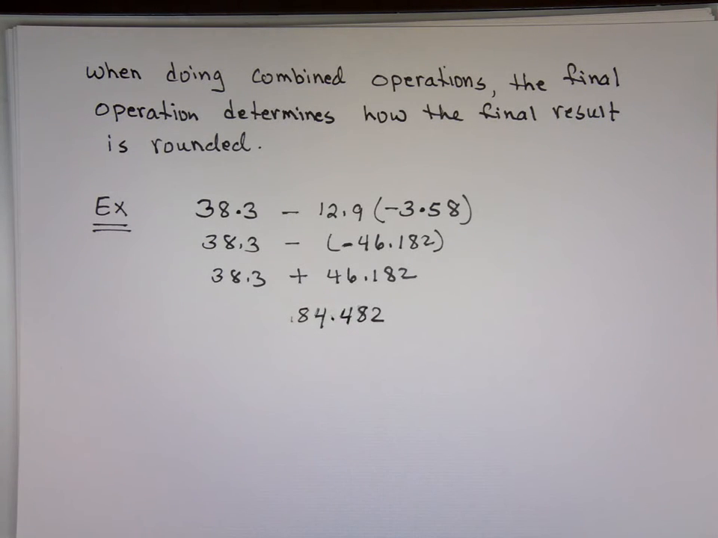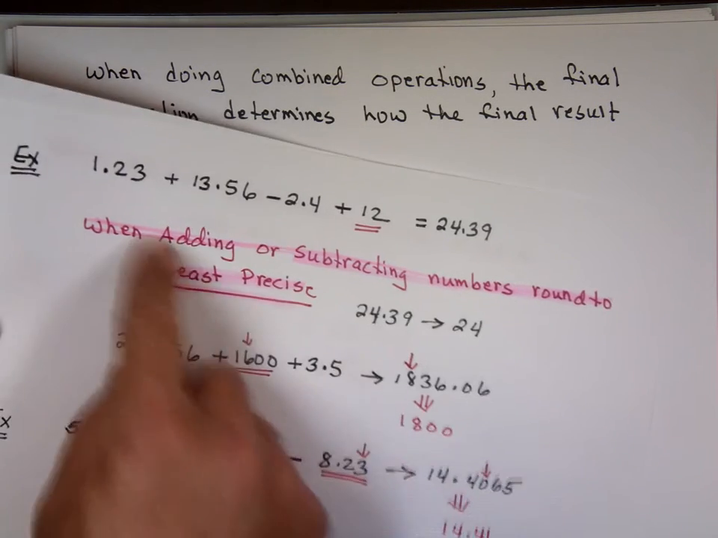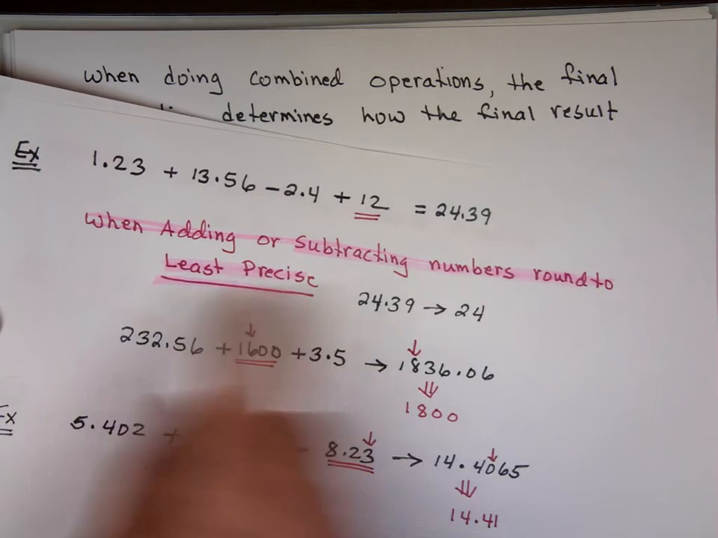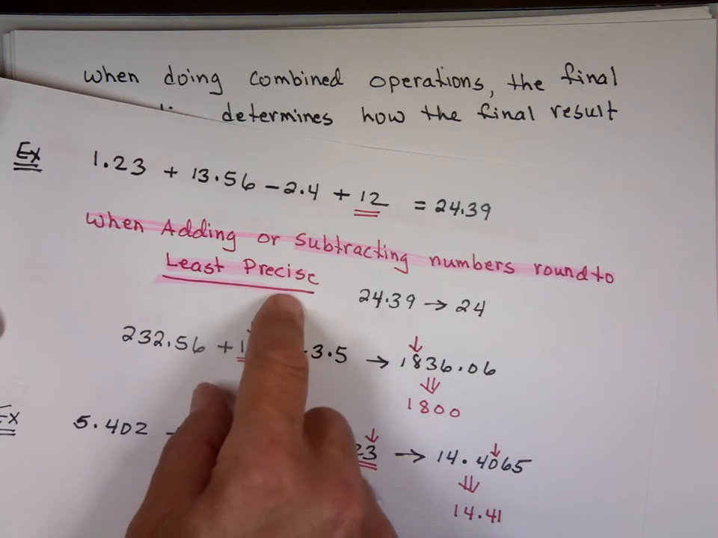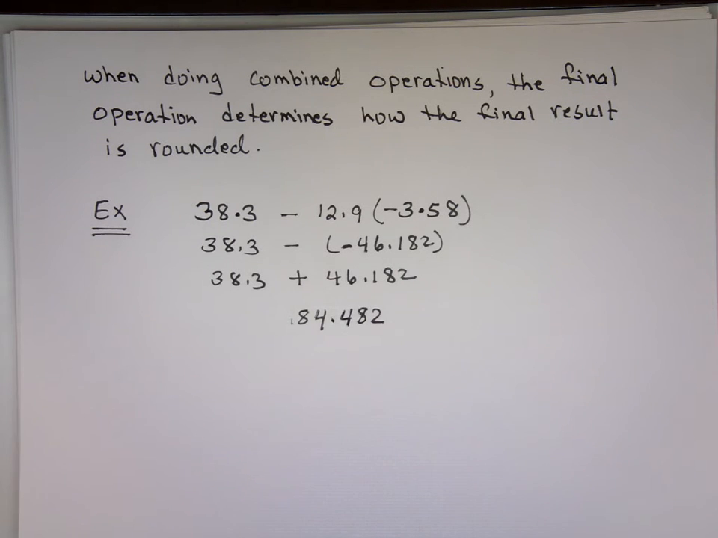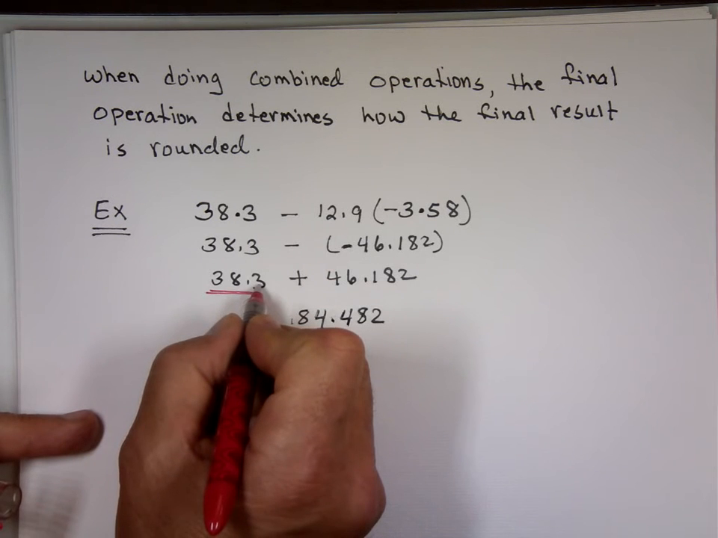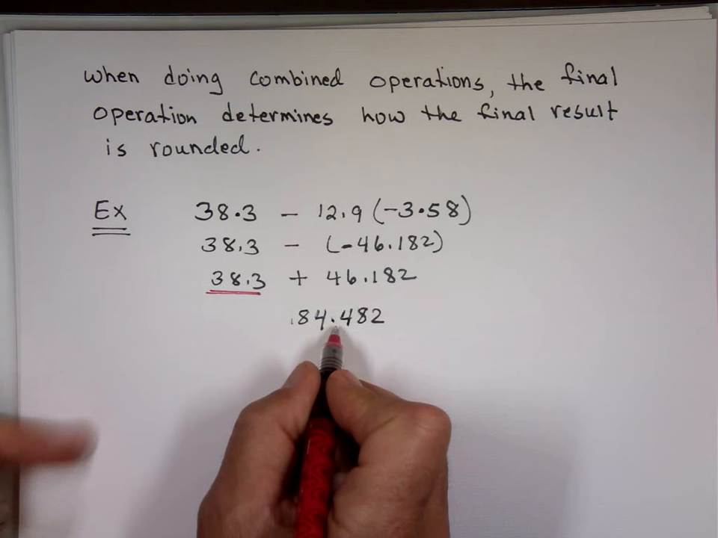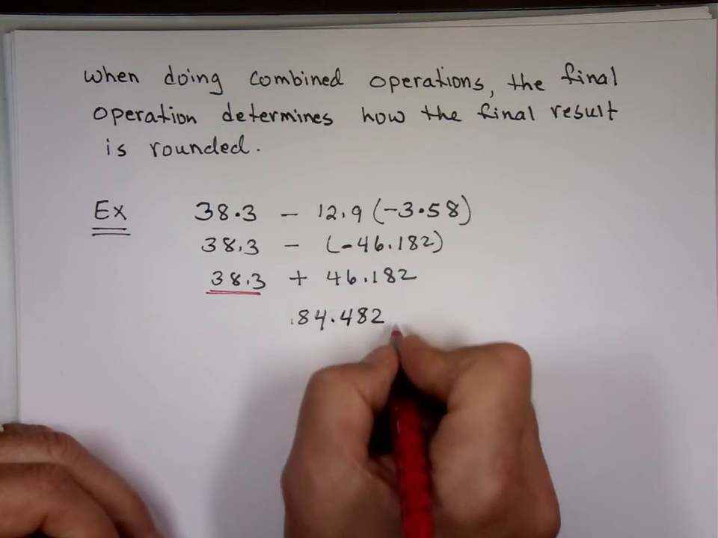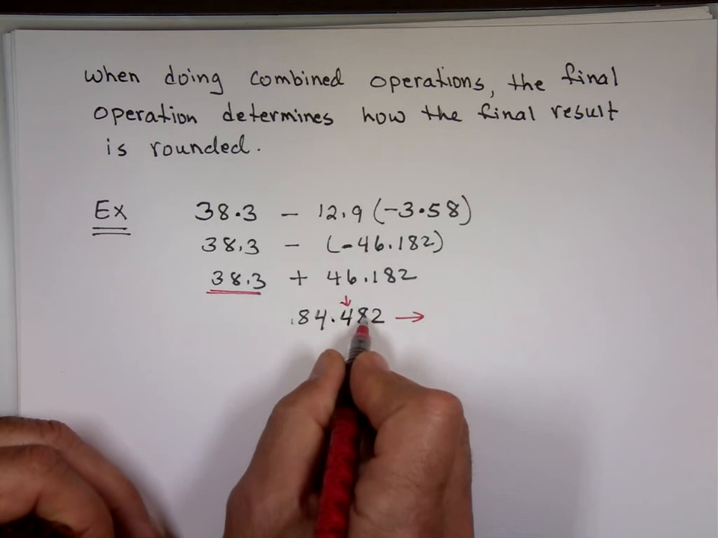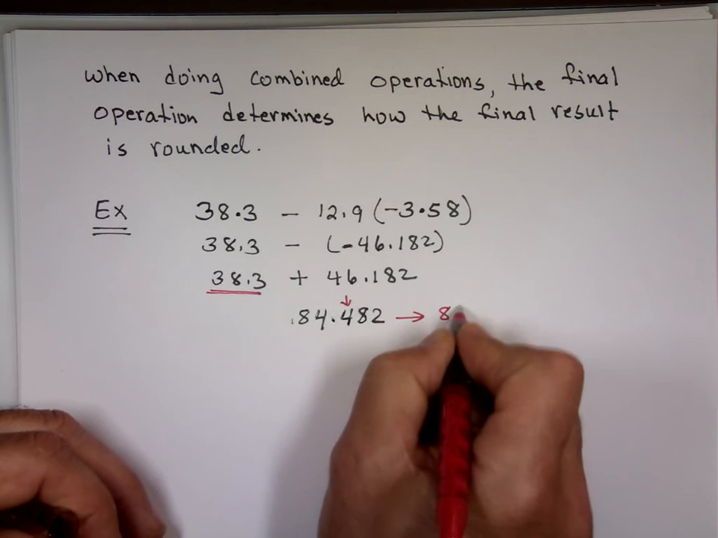Now let's look at the last operation. The last operation was what? Addition or subtraction. When adding or subtracting numbers, round to least precise. Precision is the place value of the digit on the right. This is the least precise right here, nearest tenth. So my answer should be rounded to the nearest tenth. Is the next digit 5 or more? Yes, we add 1 to this. 84.5.